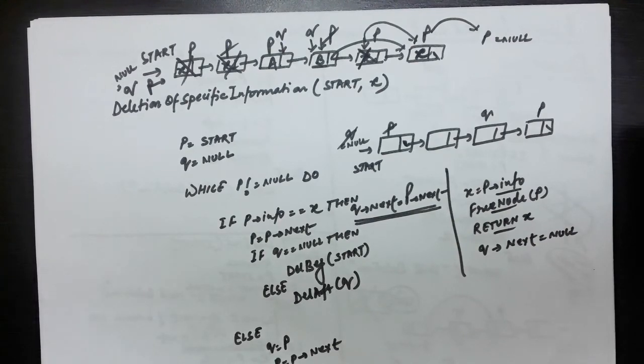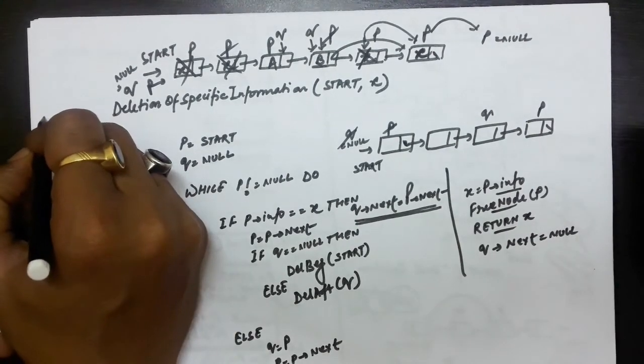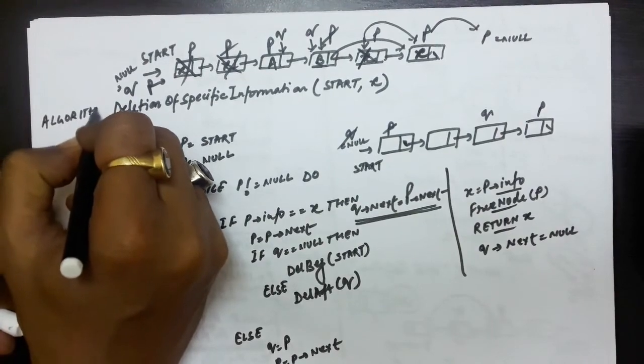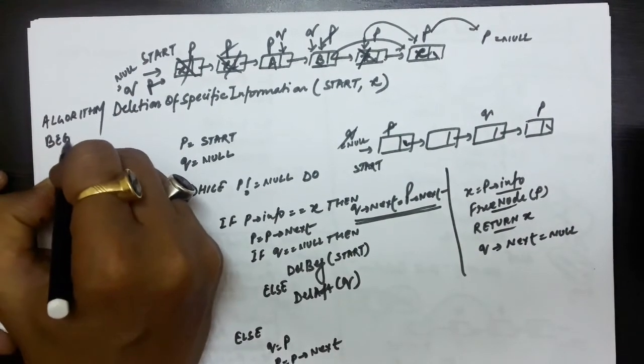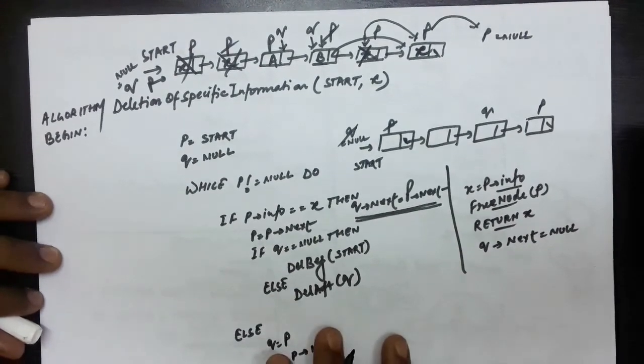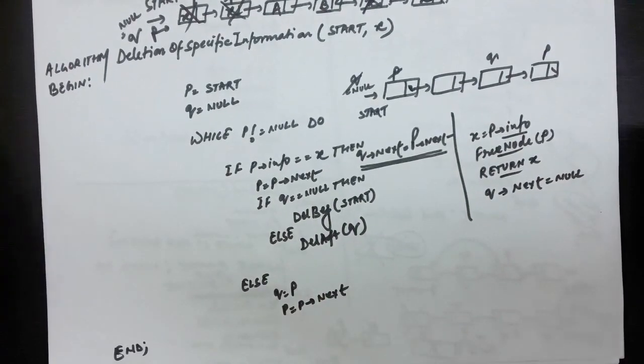So this way we can write this function. So this is the algorithm. So let me write the keyword algorithm here. I'll begin here and end here. Okay, so this is the complete function for deletion of a specific information from the given linked list. Thank you.